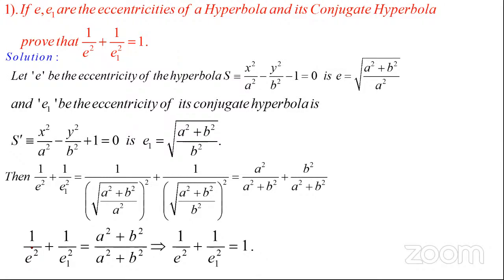The eccentricity of the hyperbola is e equal to under root of a square plus b square by a square, and the eccentricity of the conjugate hyperbola, which we are taking as e1, is under root of a square plus b square by b square. Just add the reciprocals, 1 by e square plus 1 by e1 square, then substitute and solve. You will get 1 by e square plus 1 by e1 square as 1.